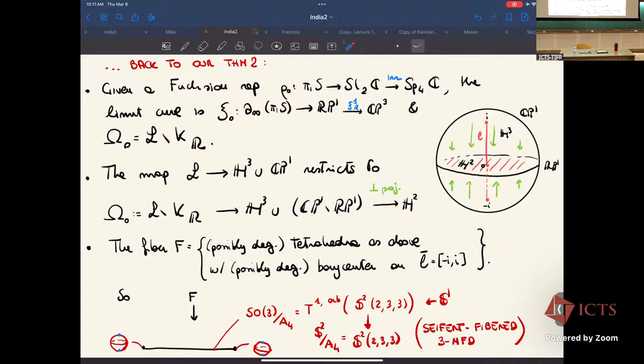So this is the RP1 that we remove. What we do is then an orthogonal projection into H2. And so this defines a projection from our domain of discontinuity into H2. And this is the projection for which we study the fiber. So we study the pre-image of a point.